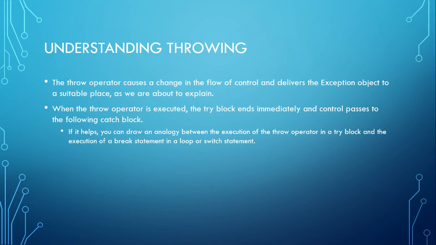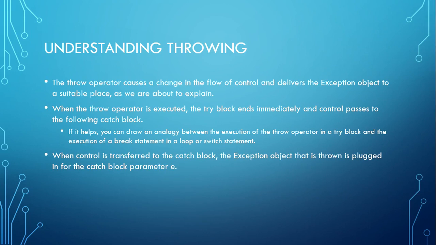If it helps, you can draw an analogy between the execution of a throw operator in a try block and the execution of a break statement in a loop or a switch statement. It's functioning in a similar train of thought. Remember, with a break, if you put a break in a loop, for example, it stops the loop wherever it's at and jumps out of it. It doesn't try to finish the rest of the code. Even if there's something outside of it, it will jump right out of that loop and then the loop's done. The same thing is working here.